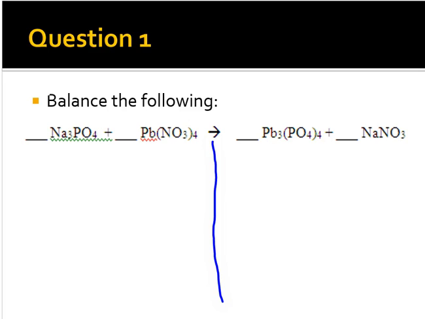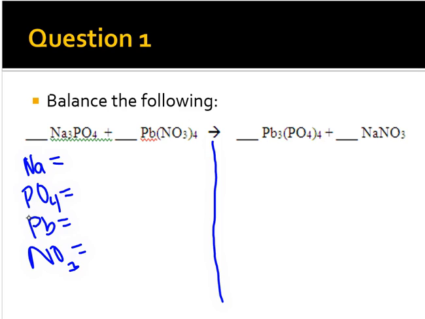Now I'm going to go ahead and list all my elements that I have, and when I get to a polyatomic ion, I'm going to just keep that together. So I have sodium, I have phosphate, so I'm going to keep that together, PO4, I have lead, and then I have nitrate. Okay, and I'm going to write it in the same order on the product side. There we go. Now the next thing you're going to want to do is write the numbers of each of those things that you have on the reactant and the product side.